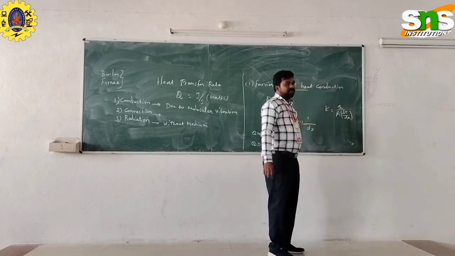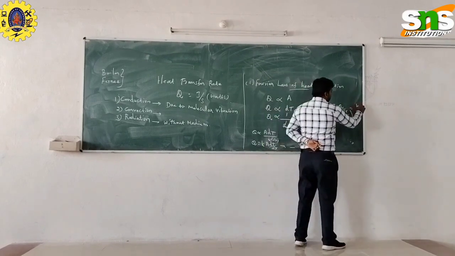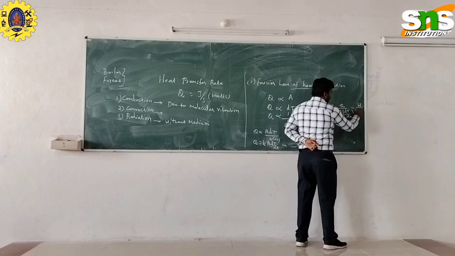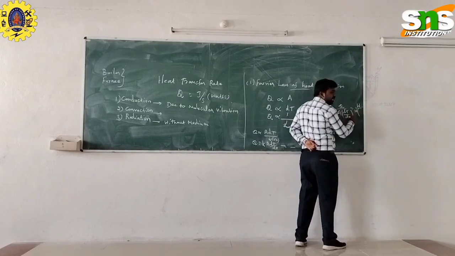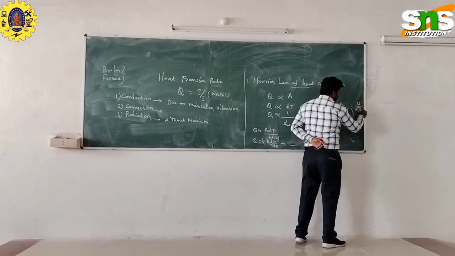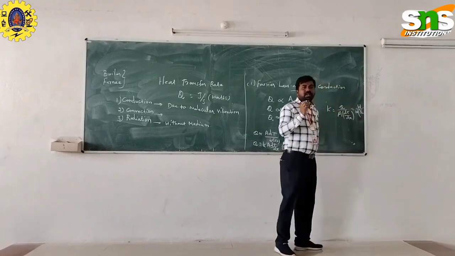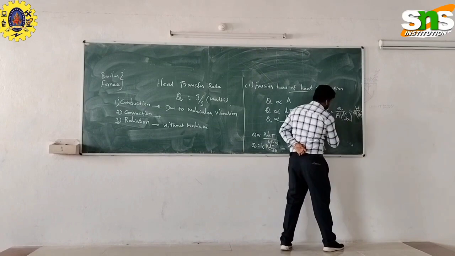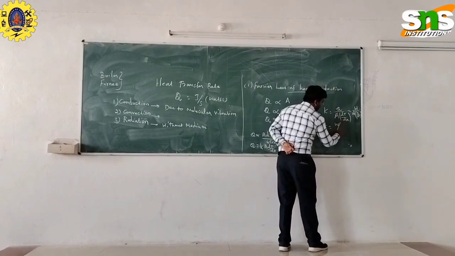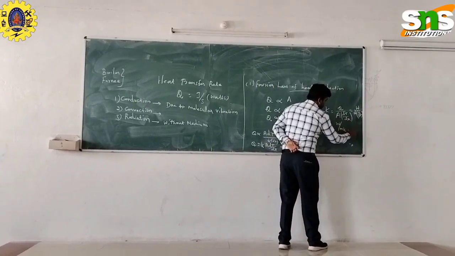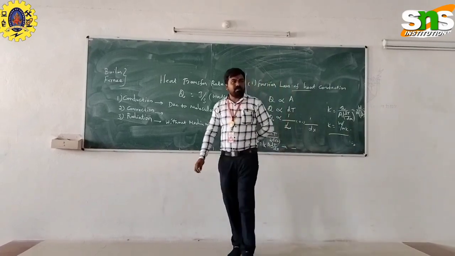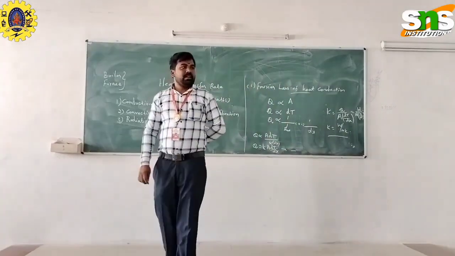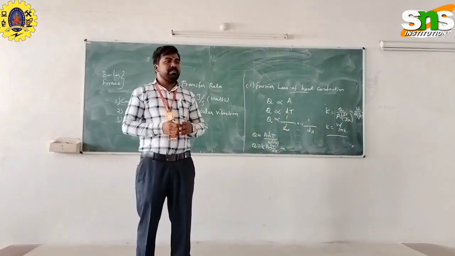So the units: for heat transfer it is the watt, area is meter square, change in temperature is the Kelvin, dx is the small portion of the substance, it is the meter. So the unit of the thermal conductivity is watt per meter Kelvin. So from the Fourier law of heat conduction, you can find the thermal conductivity of the material.